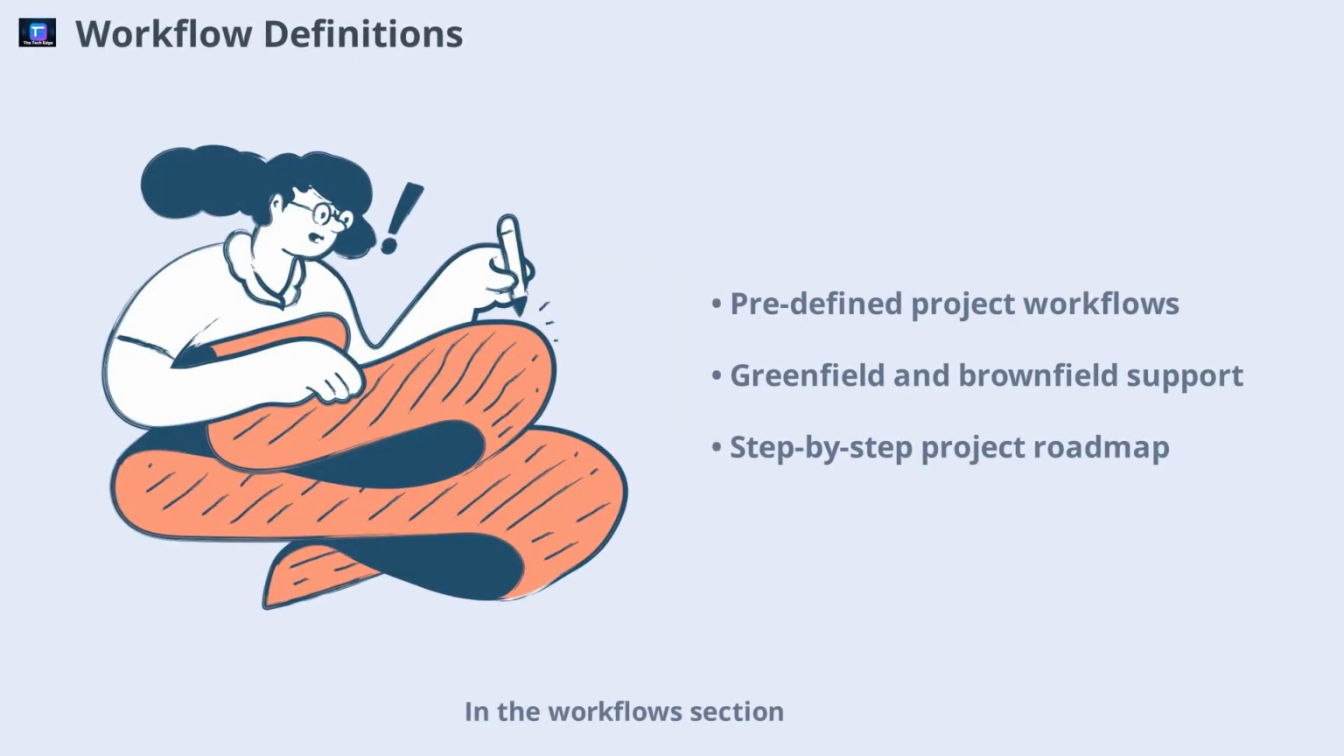In the Workflows section, you'll find predefined project methodologies for both new, greenfield, and existing, brownfield projects. Each workflow is a YAML file containing a step-by-step roadmap tailored to the project type. This structure makes it easy for your AI team to follow best practices and ensures nothing gets missed, from project kickoff to delivery.